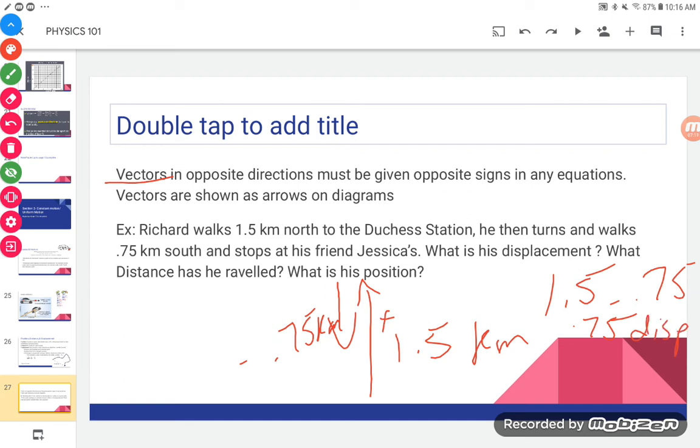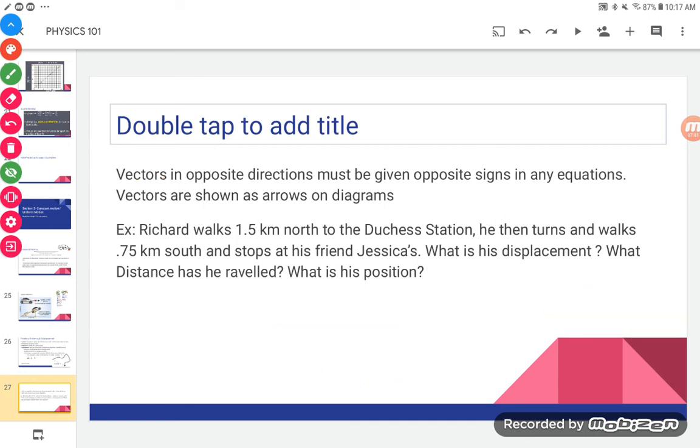Okay, so he is actually 0.75 kilometers north. His total distance that he walked would be 2.25. You can simply add these two numbers together because he did walk that whole distance. But remember, in displacement, if they're going in opposite directions, you've got to subtract one from the other. Okay, so remember that.